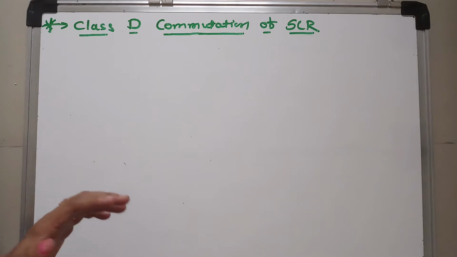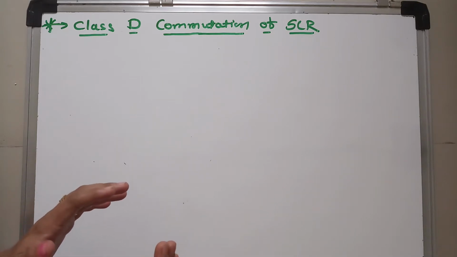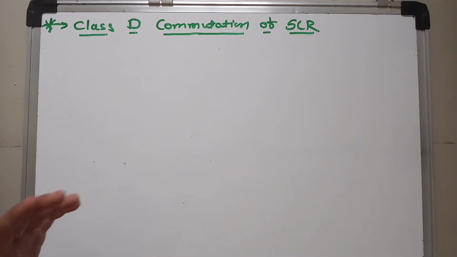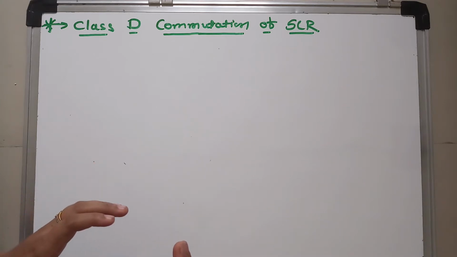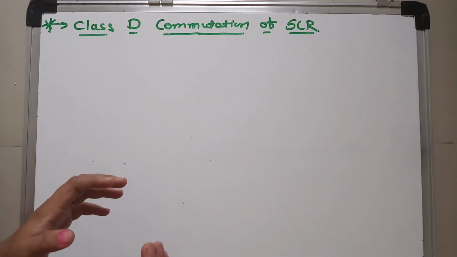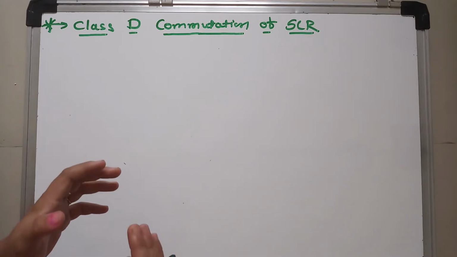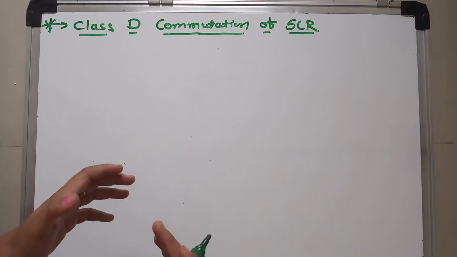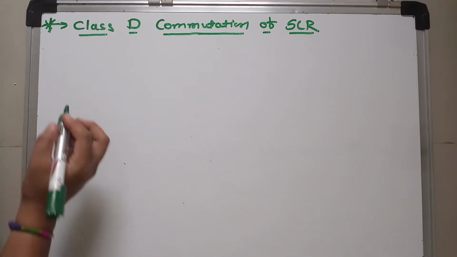Now as we know, Class D commutation is also a forced commutation. In forced commutation, the SCR is forced to turn off by using an external commutation circuit. Here in Class D commutation, the commutating circuit uses the elements inductor, capacitor and an auxiliary thyristor. Let's see the diagram of the Class D commutation.